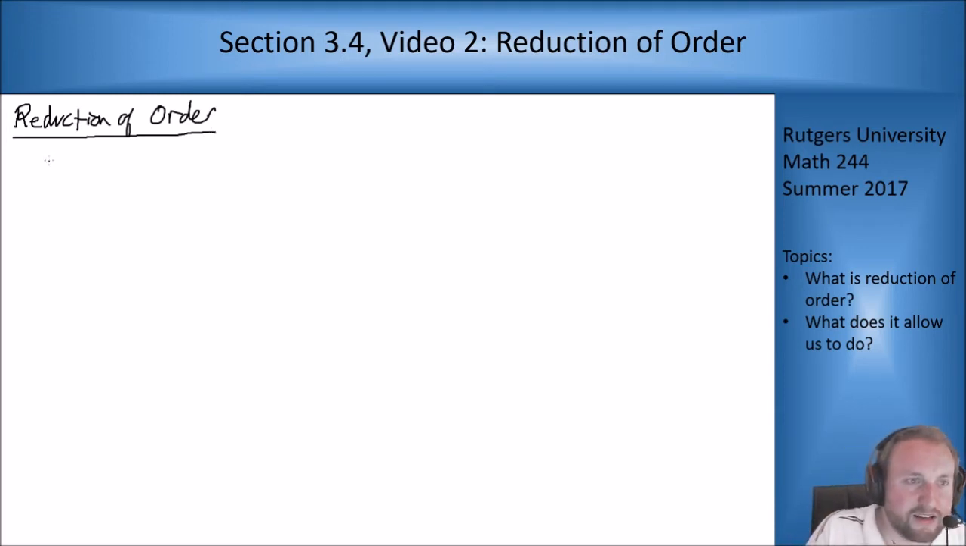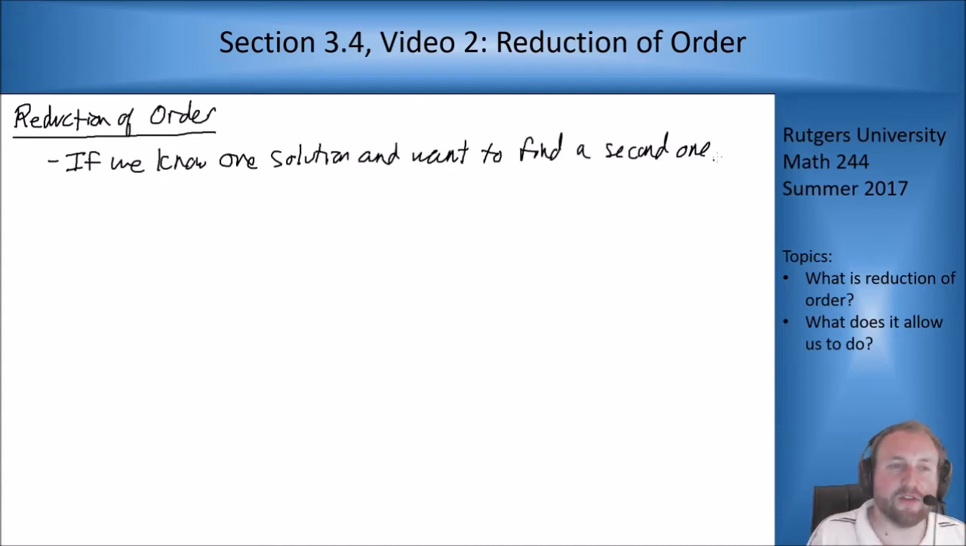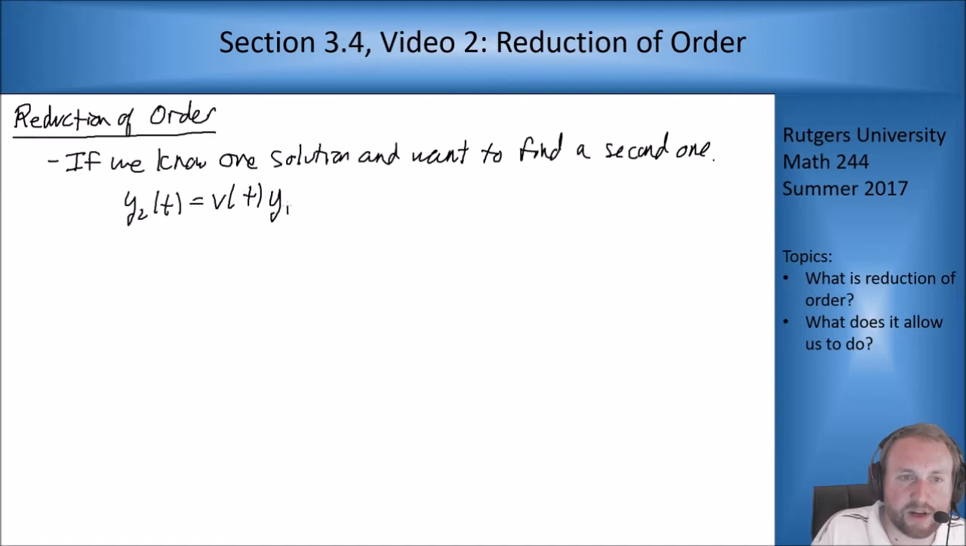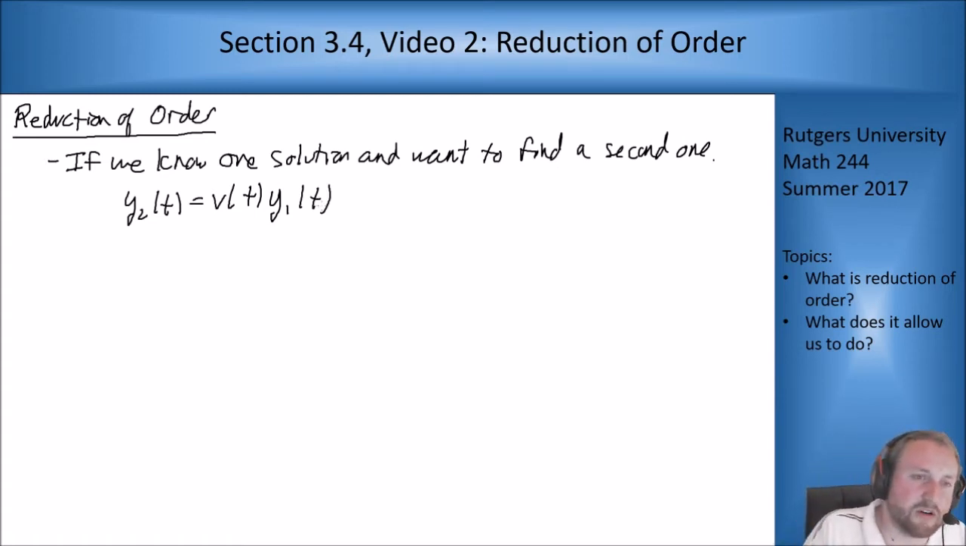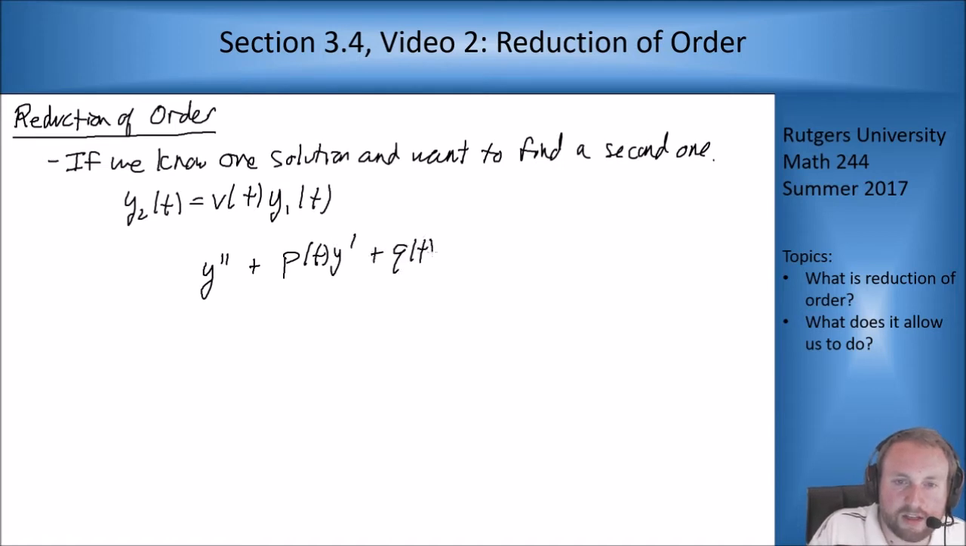So if we know one solution and want to find a second one, we can use this method, and the idea is the same as before. We look for a y2 of t to be some v of t times y1 of t, plug it into the equation, and see what happens. Let's look at what this method does and how it works. Our general second order linear equation looks like y double prime plus p of t y prime plus q of t y equals 0, because we're dealing with homogeneous problems here.